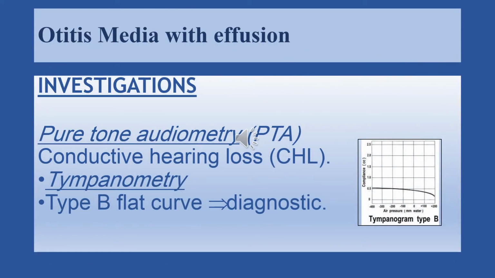Investigation of secretory otitis media: pure tone audiometry will show conductive hearing loss, and tympanometry will show a flat curve, type B tympanometry, which is diagnostic.